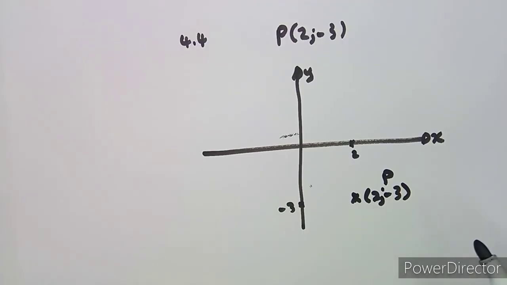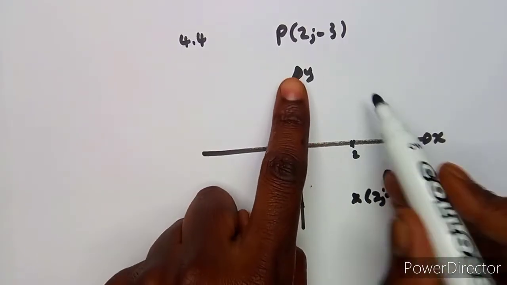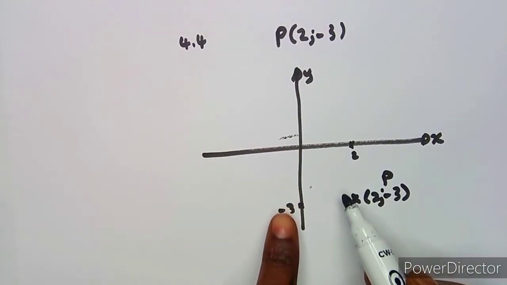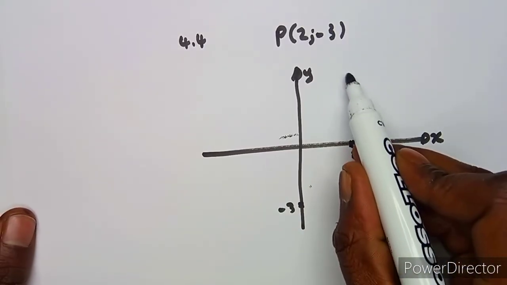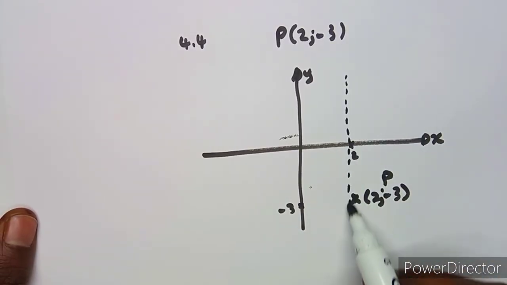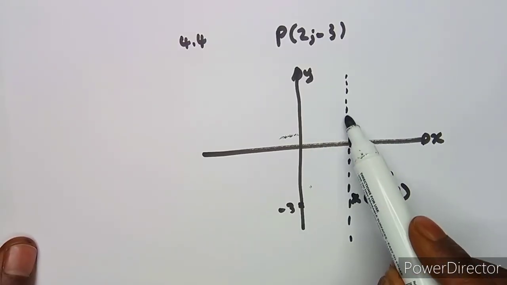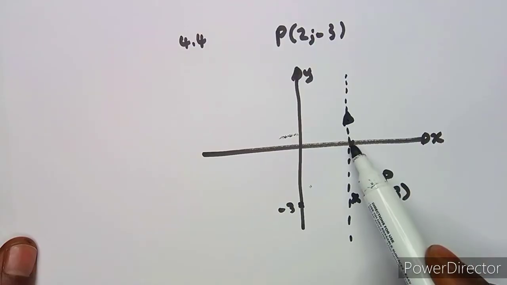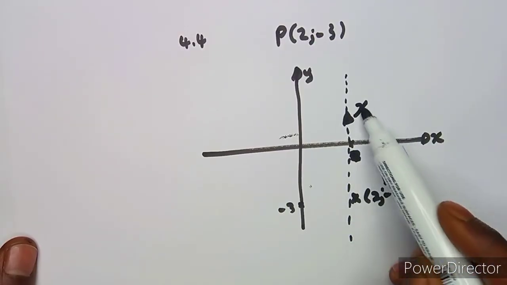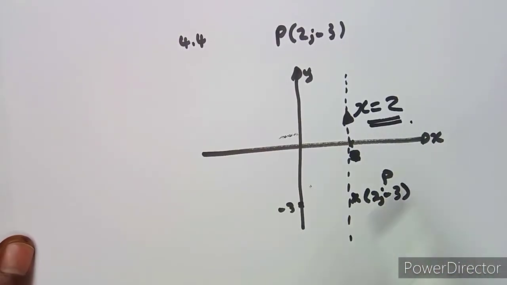So a line that is parallel to the y-axis, we are referring to this line like this. That is a line parallel to the y-axis. So that line is a vertical line which passes through the point where x is 2. So it's the line x is equal to 2. So that is the line that we are talking about there, the line parallel to the y-axis.